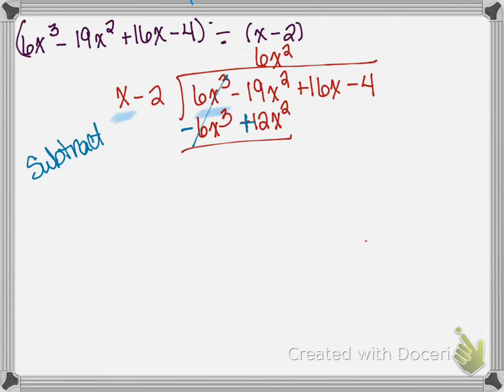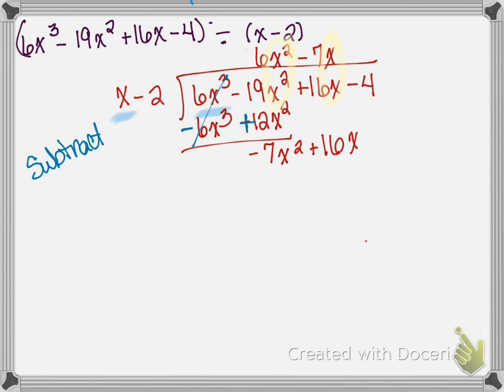Then I'm left with negative 7x squared plus 16x. So I just brought that 16x down. X times what gives me negative 7x squared? Negative 7x. Do you see how I wrote that right on top of my x term? And the 6x squared is written right on top of my x squared term. Okay, look at this right here, just to make sure you see it. X squared, x.